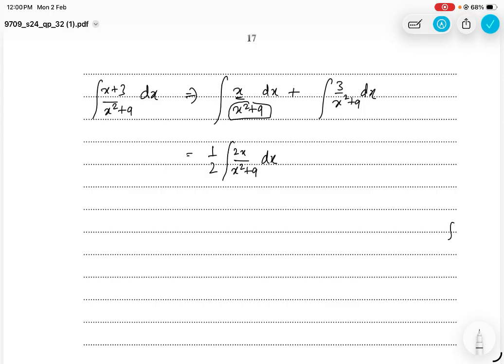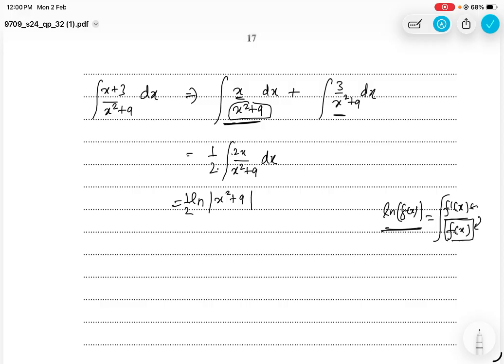Yes or no? We know that the integration of f dash x over f x is ln f x. Agreed or not, learners? So first I have to make the numerator the differentiation of the denominator. That I have done by multiplying and dividing by 2. So this would give us half ln x square plus 9. So this is sorted now.